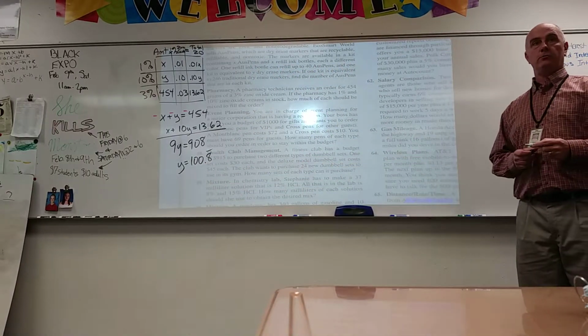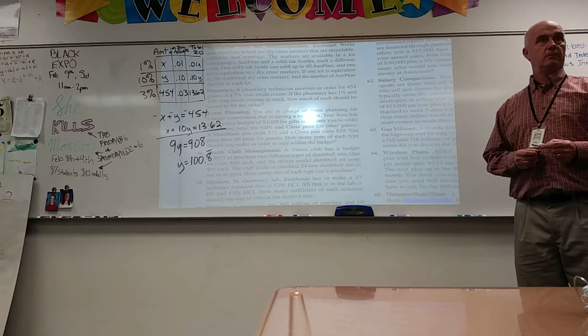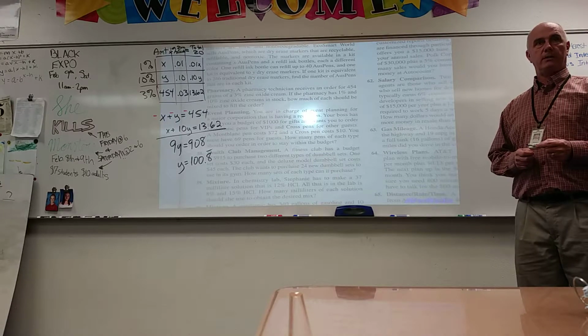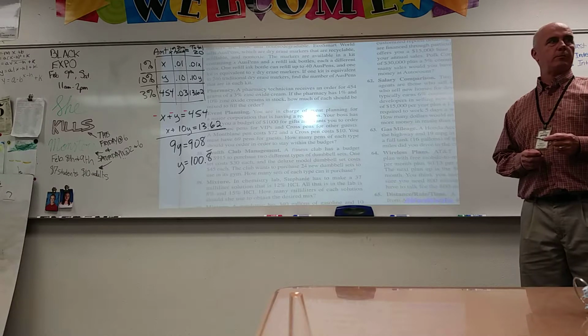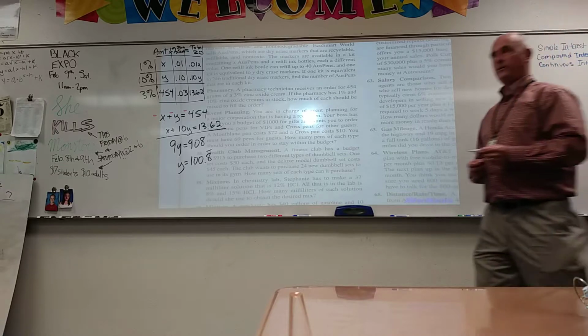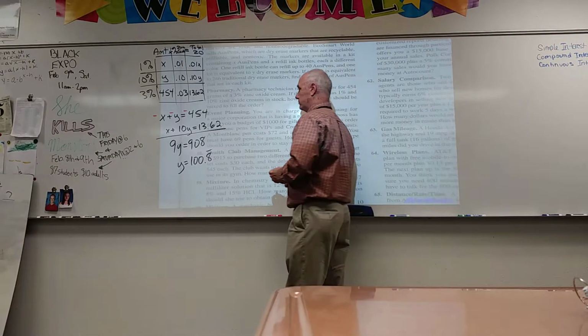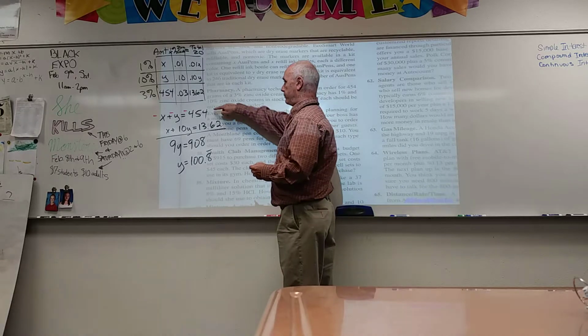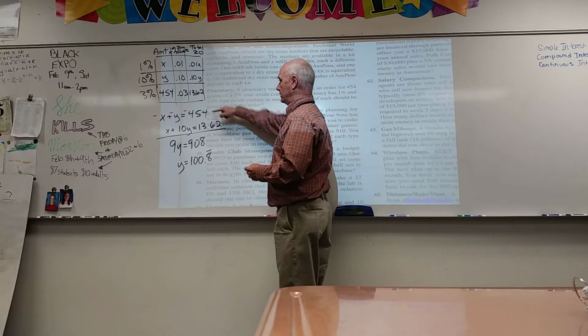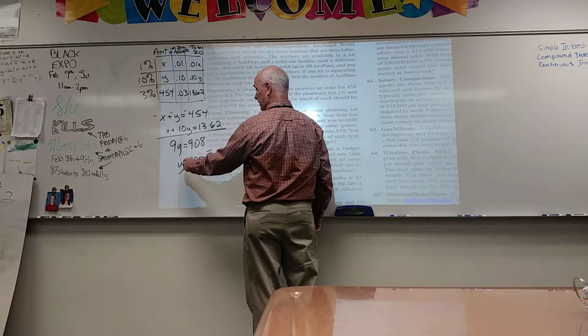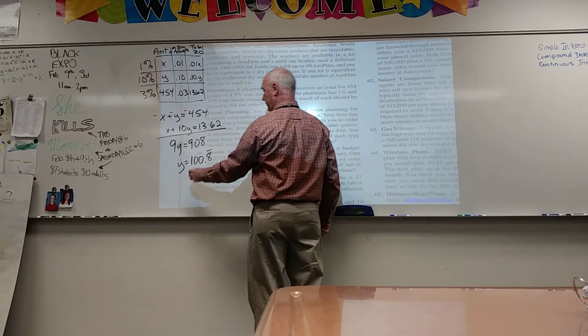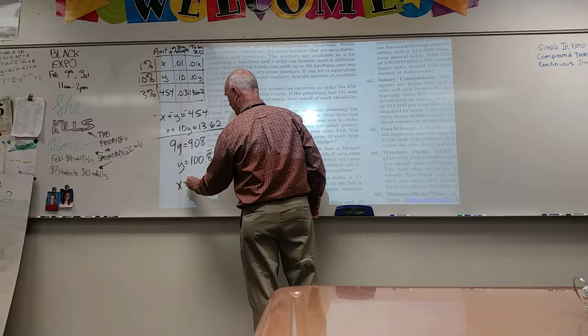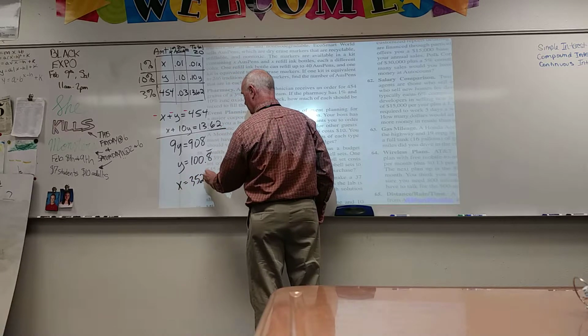I mean, 900 would be 100, right? So it's 108, and you know that ninths are just that number repeating, right? To find the x, I'd probably go right there. So if x plus this equals 454, then x has to be 352.1.